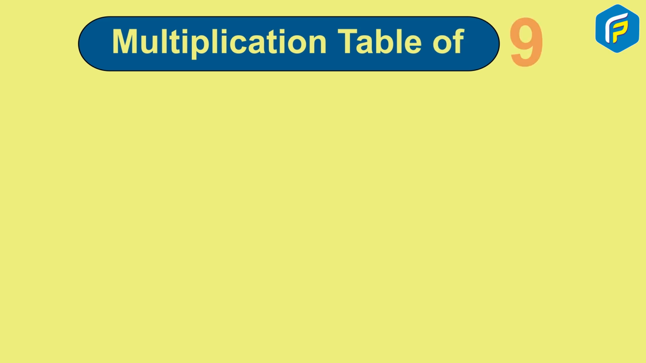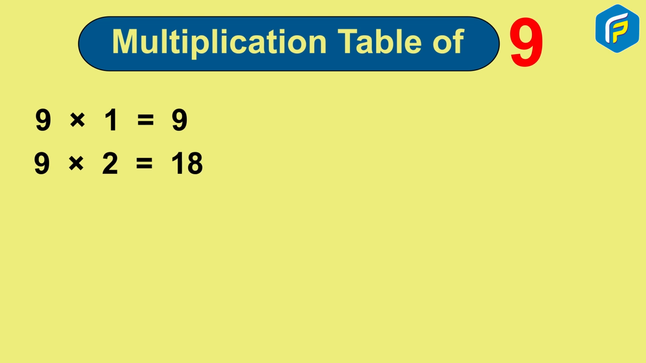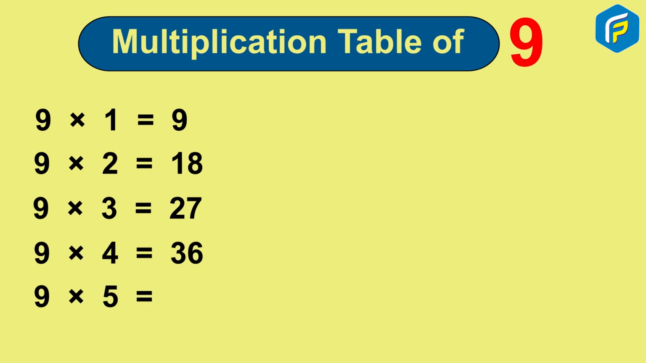Multiplication table of 9. 9 into 1 is equals to 9. 9 into 2 is equals to 18. 9 into 3 is equals to 27. 9 into 4 is equals to 36. 9 into 5 is equals to 45. 9 into 6 is equals to 54.